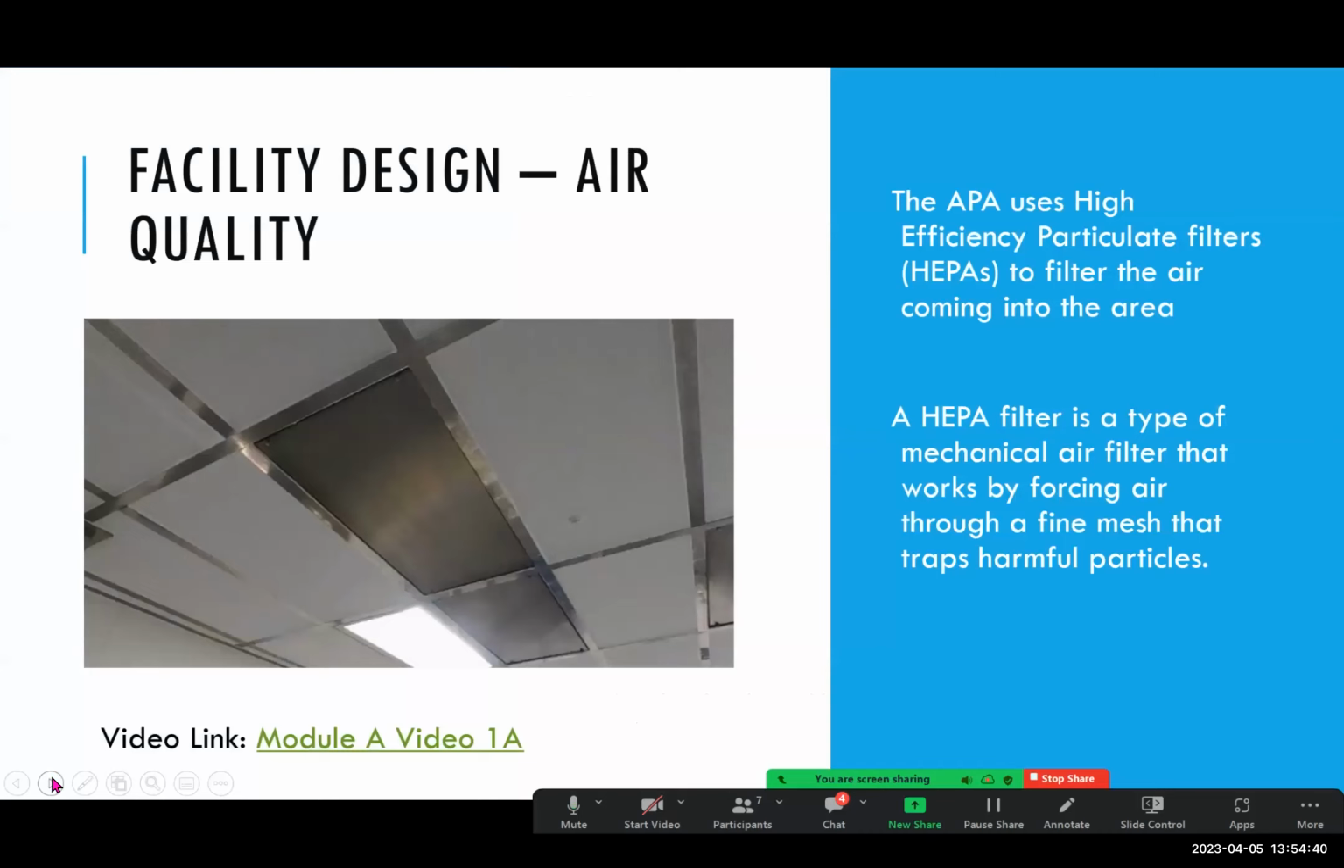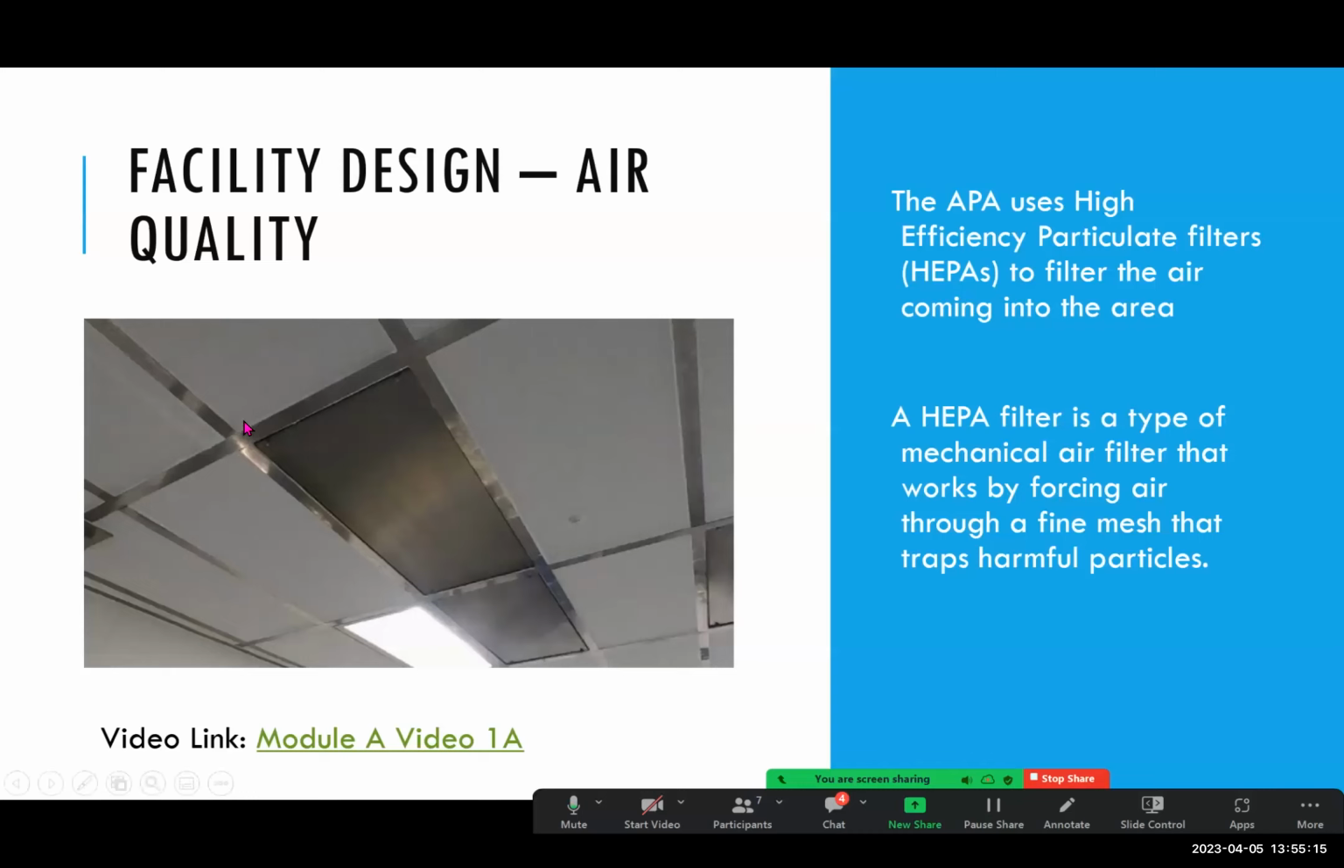So in our ISO 5 area, we use what are called high efficiency particulate air filters, also known as HEPAs. When you're on a plane and they start to pressurize the cabin, that pressurized air is coming through a HEPA filter, 99.997% filtered air. It's a mechanical air filter that forces the air through very, very, very fine mesh, and it's gonna trap any harmful particles.